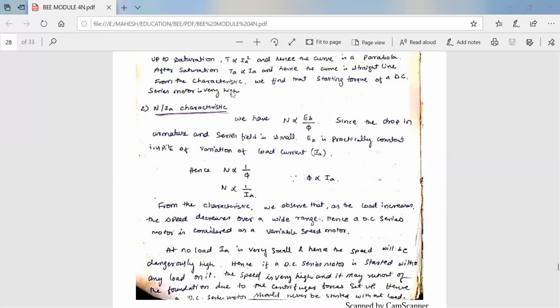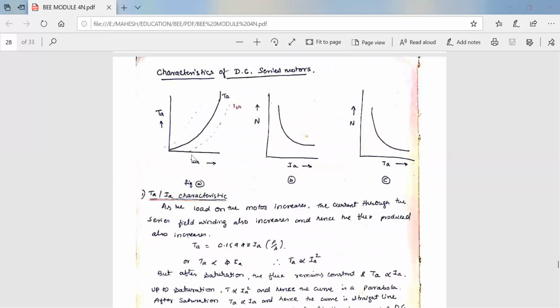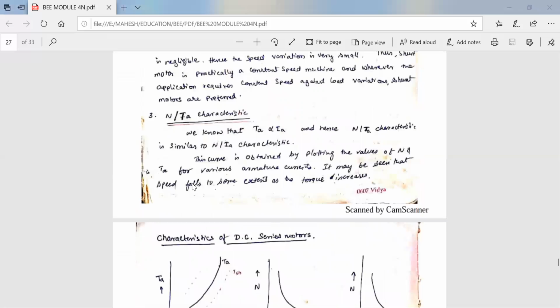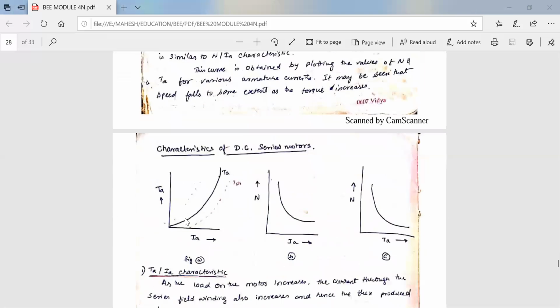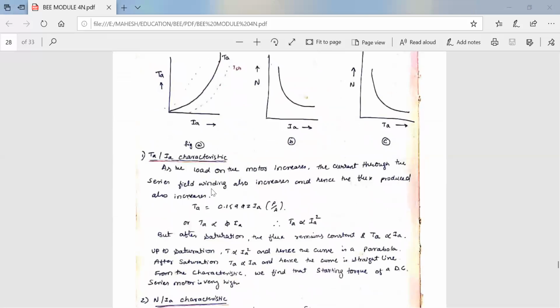From the characteristics, we find that the starting torque of a DC series motor is very high. This series motor will possess a large variation in the torque with respect to Ia. The starting torque in a series motor is more, meaning it possesses high twisting force when you compare it with the DC shunt motor. In the shunt motor the variation is very less, only a straight line, whereas in the series motor a large variation is observed.